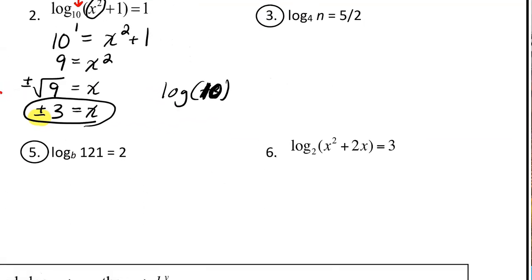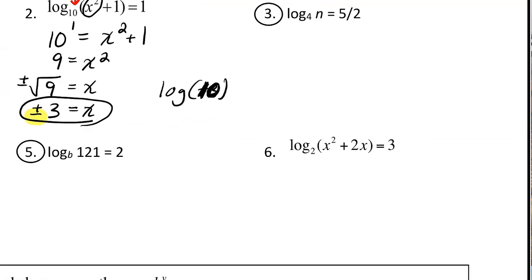But for number 6, we would write this. We have our base, the answer, and the exponent. So we can rewrite it as base 2 raised to the exponent of 3 equals x squared plus 2x.